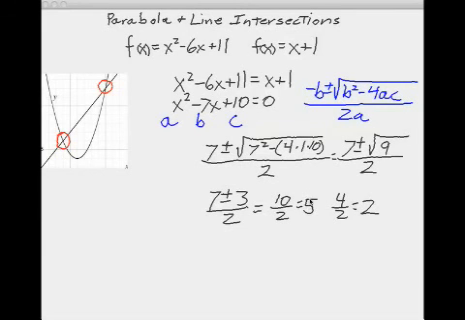Now, remembering the same way we did this with lines, if I take this 5 and put it back into either of these equations, I'm going to get the y that goes with it. Well, this one's a lot easier to deal with here. So if I put 5 in for x, I'm going to have 5 plus 1 or 6. So one of my points is going to be 5, 6. If I put in the 2, it's going to be 2 plus 1. That's 3. So my other point of intersection is 2, 3. So there are my 2 points of intersection. This one here, that's 2, 3. And this one up here, that's 5, 6.